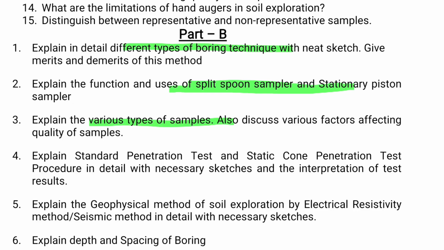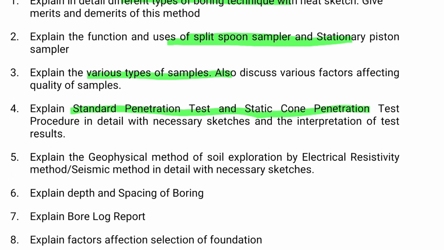Then a very important question is the standard penetration test, and the static cone penetration test is also an important question. The standard penetration test is a very good method to find out the bearing capacity of soil using the standard penetration number. Then the next question is geophysical methods of soil exploration. There are two methods: one is the electrical resistivity method, and another is the seismic refraction method. They ask both questions separately, or combined as geophysical methods of exploration.